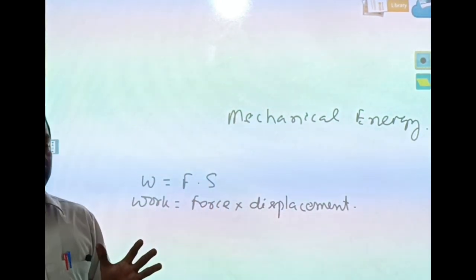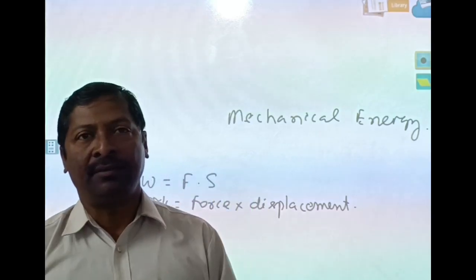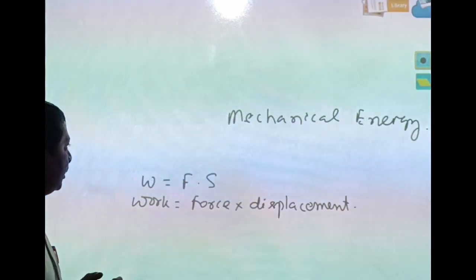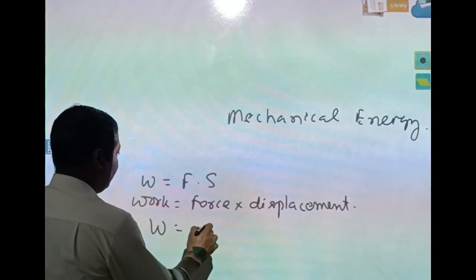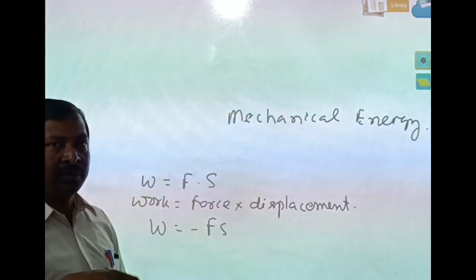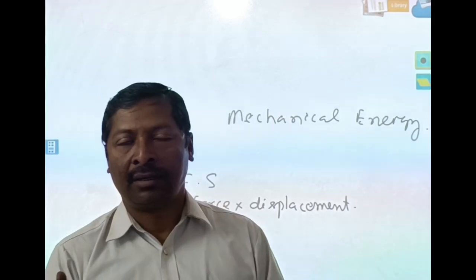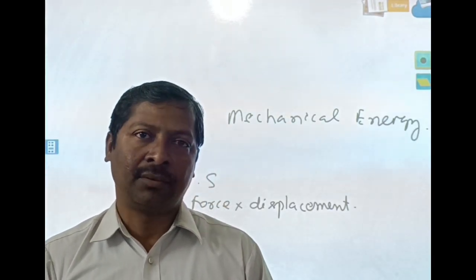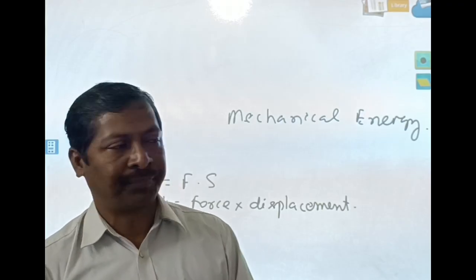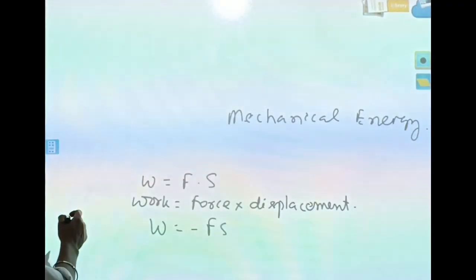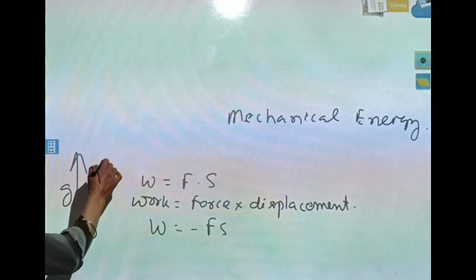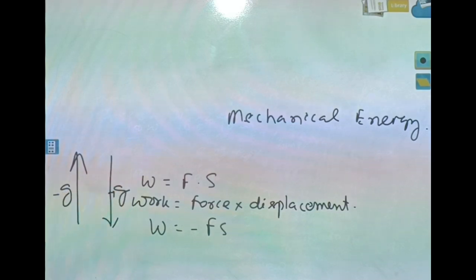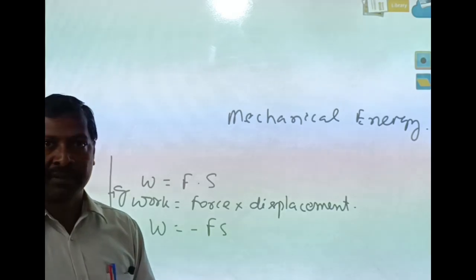If we do some work against gravity, it is called negative work. In that case, W will be minus Fs. Suppose we are going upstairs by a lift or by stairs. In that case, we are doing negative work. This is the direction of gravity, plus G, and this is against gravity, minus G.